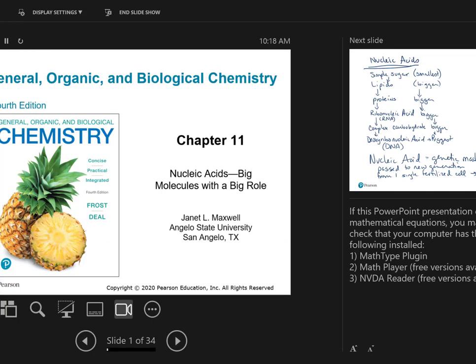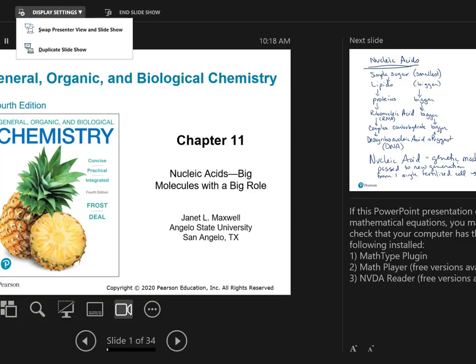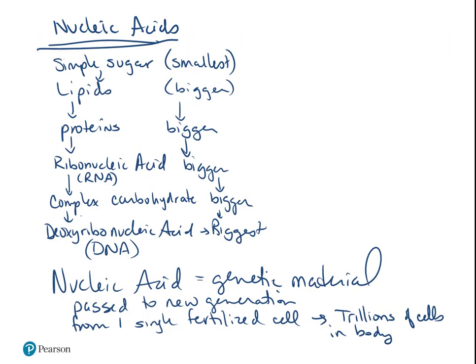So in this, when we talk about nucleic acids, the first thing I think is important is to think about it in terms of size. We've talked about all the nutrients now. We've talked about carbohydrates. We've talked about lipids. We talked about proteins. So really the nucleic acids are the fourth group of biomolecules, molecules that make up the big parts of the body. Smallest to largest. Smallest are your simple sugars. So when you think about a simple sugar, what do you think about?